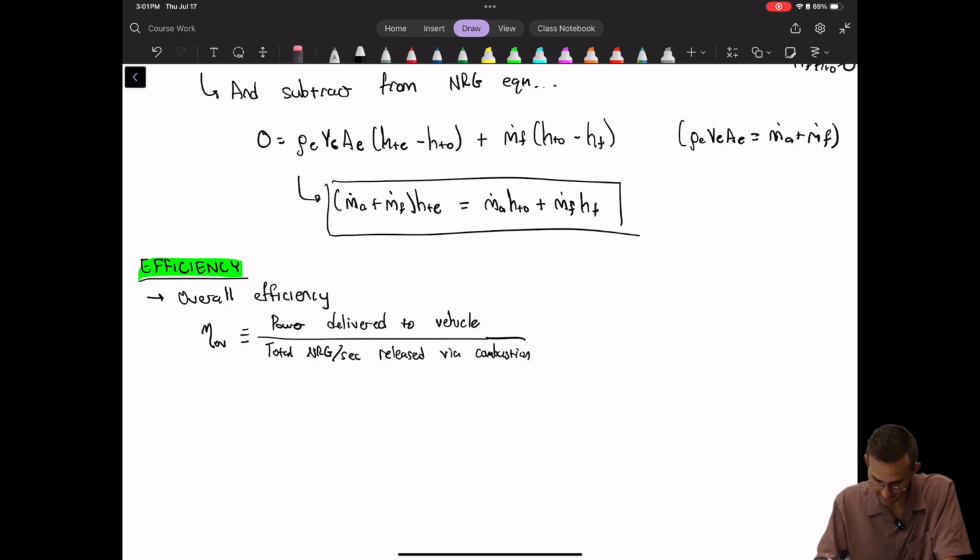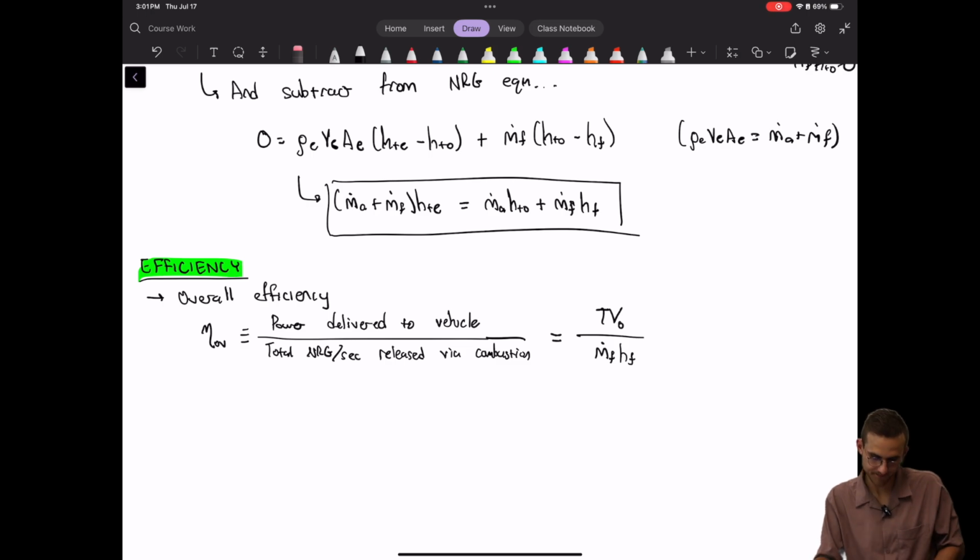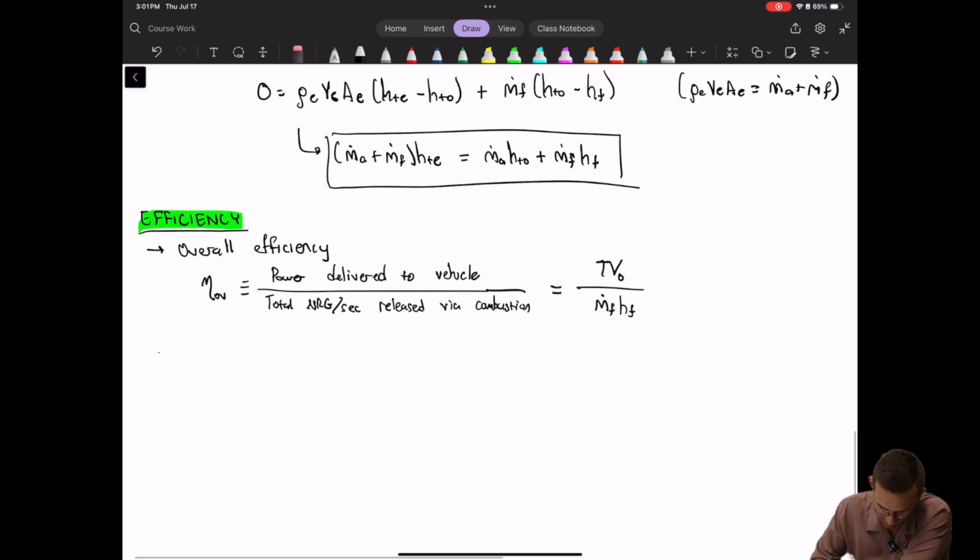And the way you can define that is the thrust times V naught. So the thrust times your free stream speed, which is like your power delivered to the vehicle, divided by m dot f h f. So that's a definition of overall efficiency. What about range? Let's talk about range for a second.